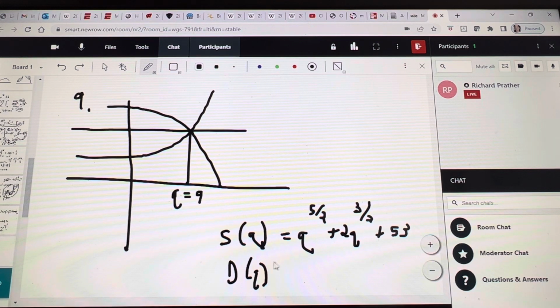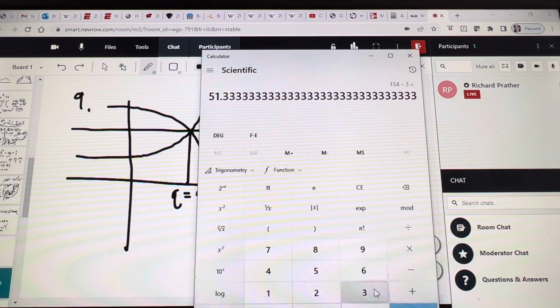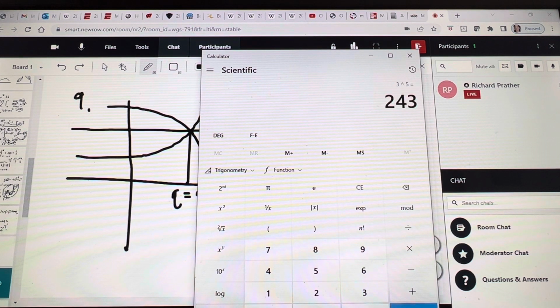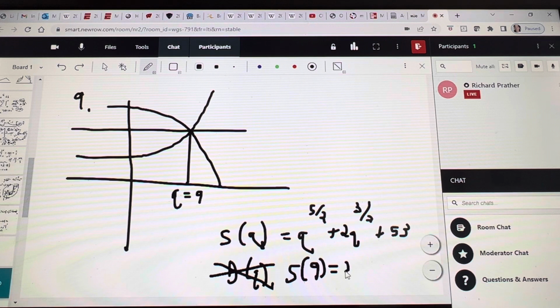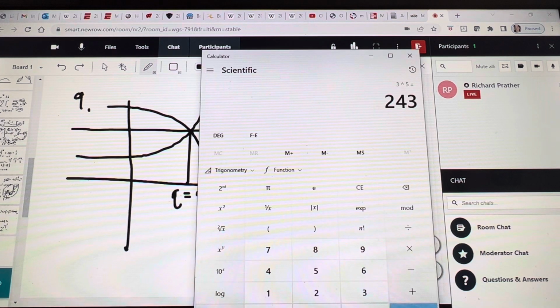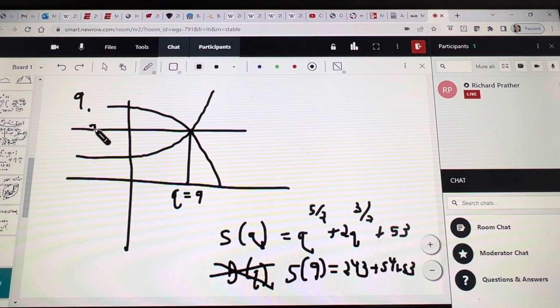And if we plug 9 into this, we don't need the demand curve, but some of these problems have that. The square root of 9 is 3. 3 to the 5th power is 243. The square root of 9 is 3. 3 to the third is 27. Times 2 is 54. Plus 53. The y value where this equilibrium is happening is 350.